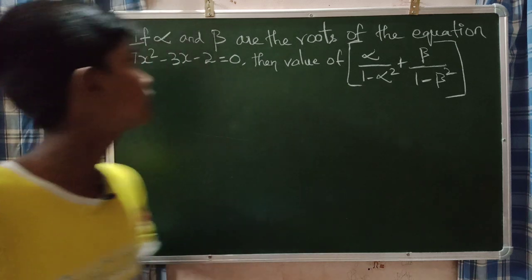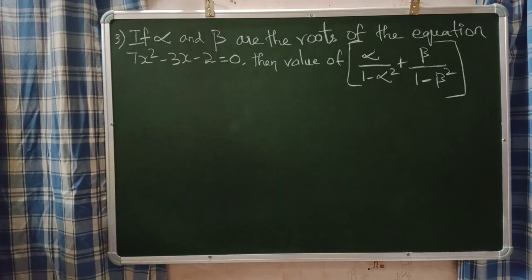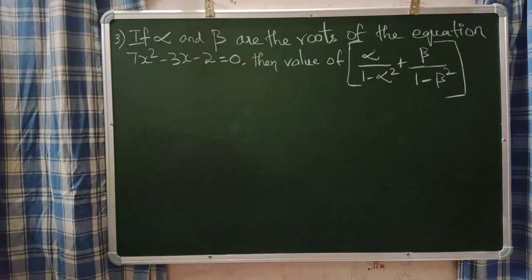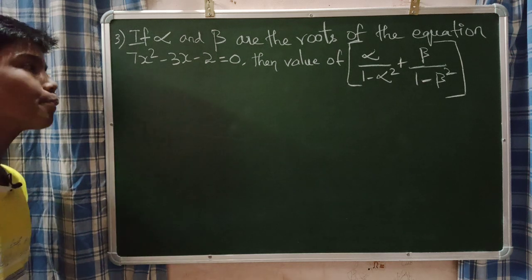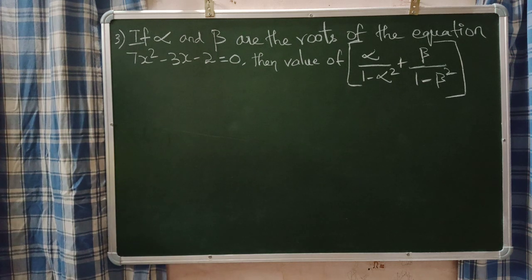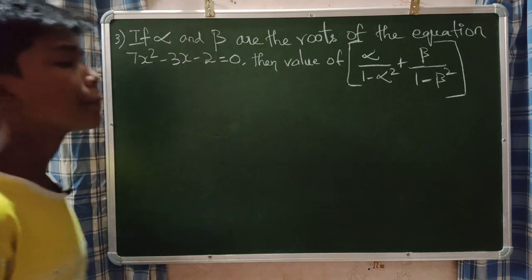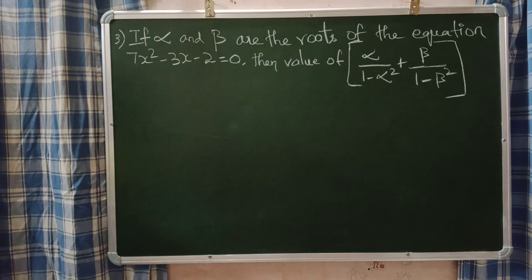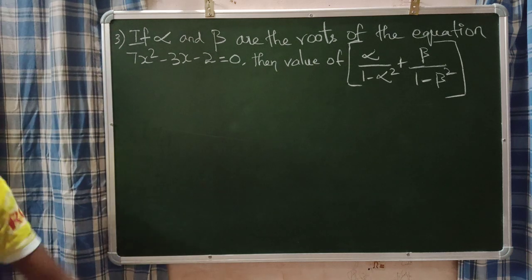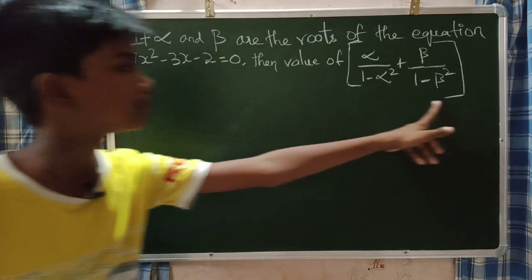Our next question is: if alpha and beta are the roots of the equation 7x square minus 3x minus 2 equals 0, then what will be the value of alpha divided by (1 minus alpha square) plus beta divided by (1 minus beta square)? That is what they are asking in the question, guys. So we need to find the value of this expression.